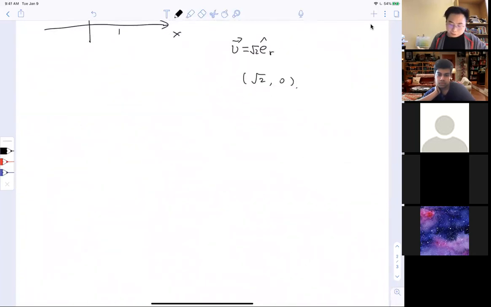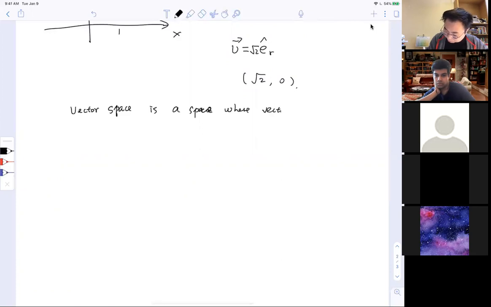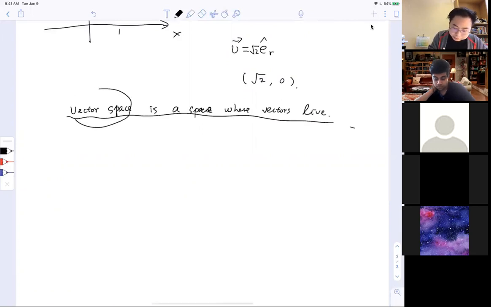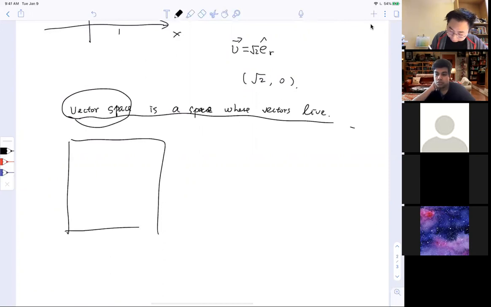Okay, so what is a vector space? You cannot talk about vectors without talking about a vector space, right? So a vector space is just a space where vectors live. You can imagine a vector space is a set of vectors. We call this abstract space a vector space, and each point in this space is a vector.